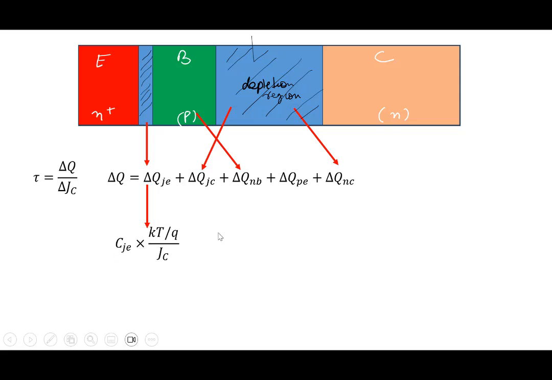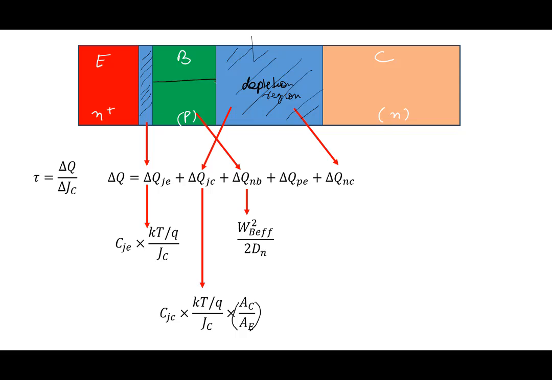The capacitances are per unit area. This results in CJC, kT by q JC. Collector area, we said this one-dimensional picture is limited. Collector area is different from emitter area, so we add this particular factor here. This results in base transit time, WB squared, where WB is the effective base width, the neutral region. The actual base width, which is called the metallurgical base width, is bigger.